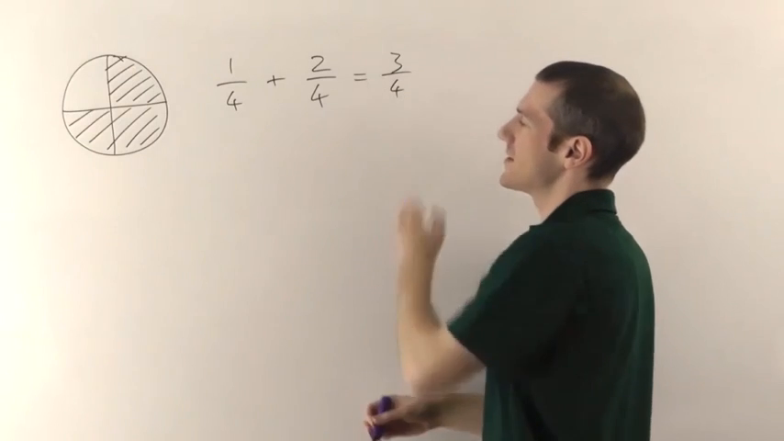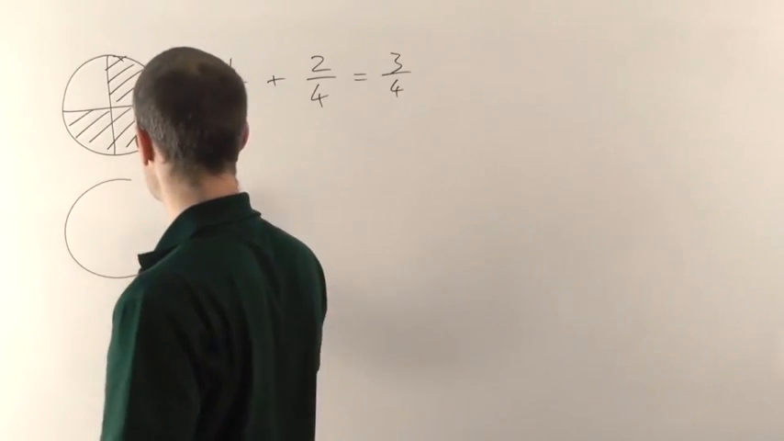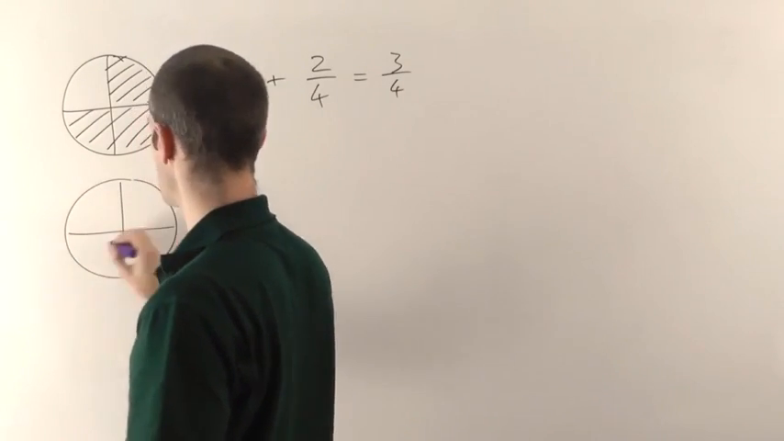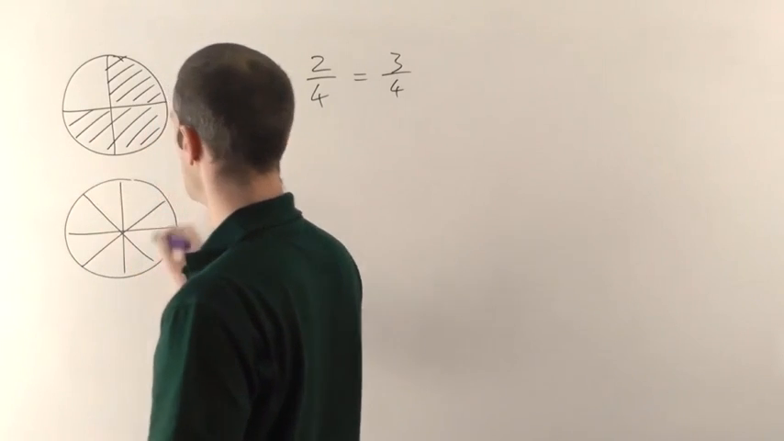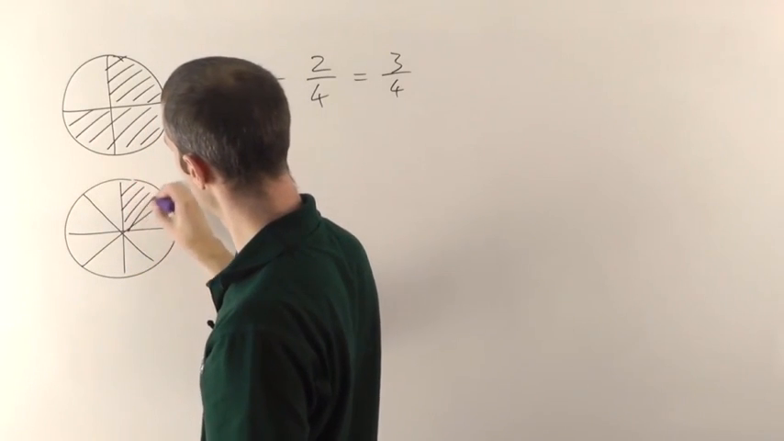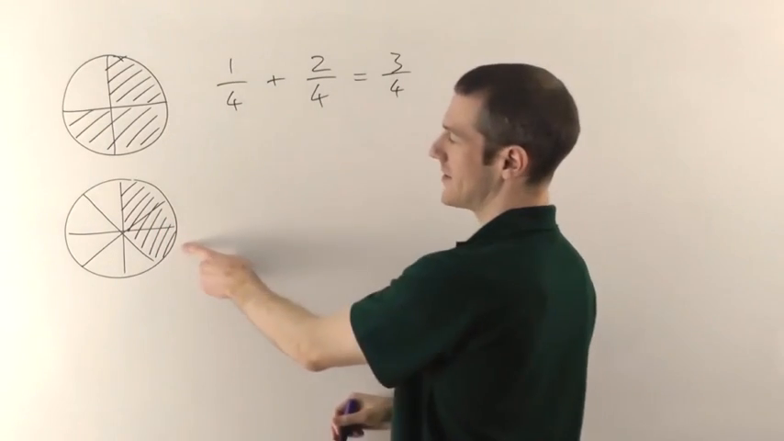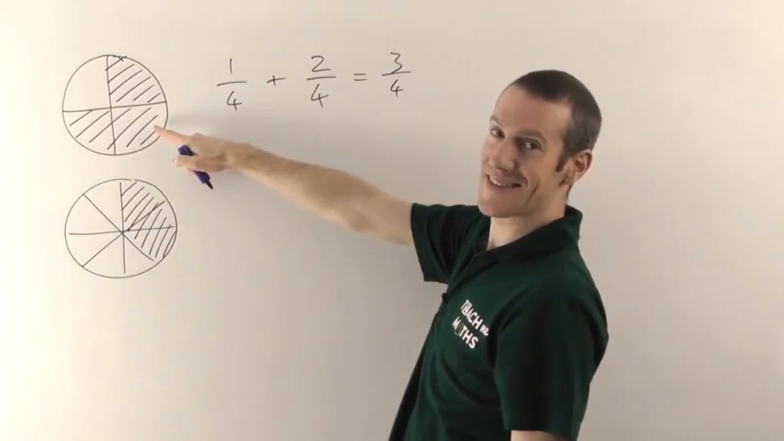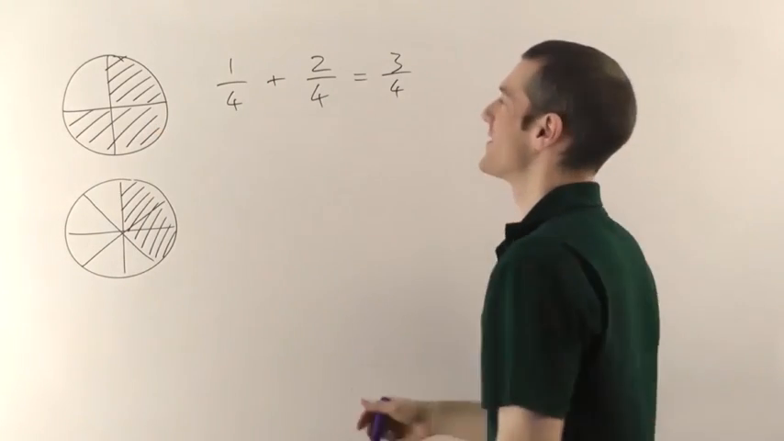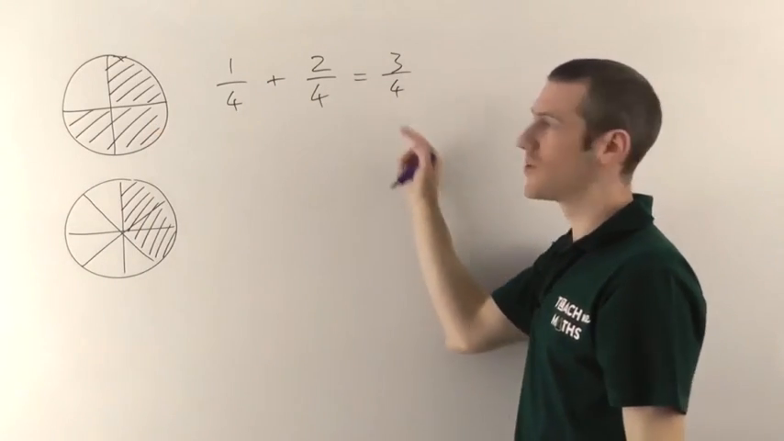If you had 3/8 here, if I do another pizza, and split it into 8ths this time, and then colour in 3 of those, you can see that is nowhere near that. They're very different. So you can't just add the tops and add the bottoms, it doesn't work.